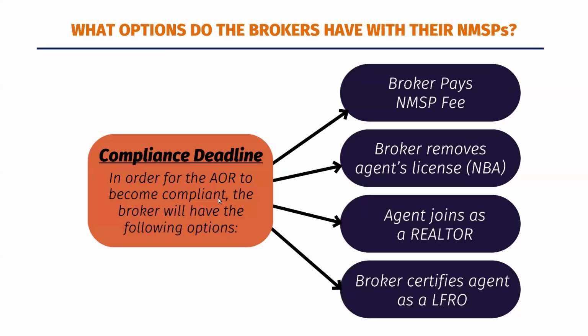And so again, these are the options that are available to your brokers when you send out the communication. So the compliance deadline means in order for the association to become compliant, the broker will have the following options. The broker can pay the non-member fee. The broker can remove the agent's license. The agent can join as a realtor member, or the broker can certify the agent as a LIFRO. So those are the options that are available to the broker.